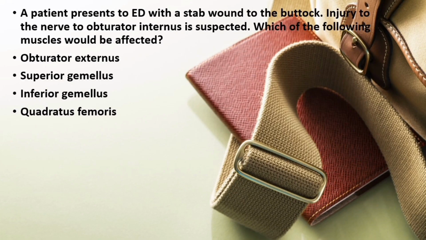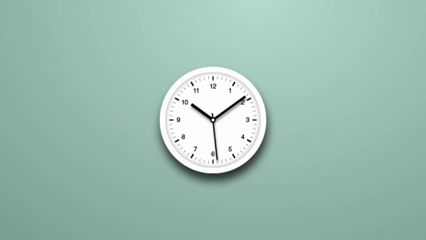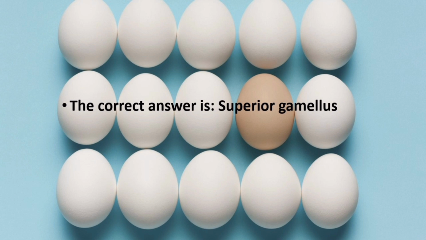2. A patient presents to ED with a stab wound to the buttock. Injury to the nerve to obturator internus is suspected. Which of the following muscles would be affected? Obturator externus. Superior gemellus. Inferior gemellus. Quadratus femoris. The correct answer is superior gemellus.